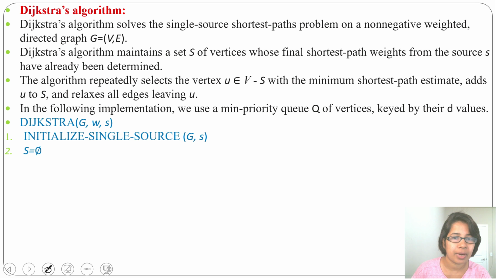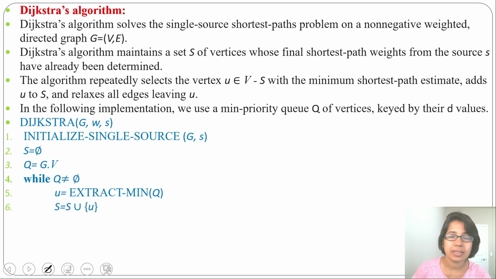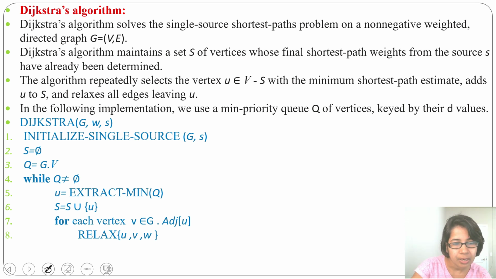Next, S equals to empty set, initially S is empty, then Q equals to G dot V, all vertices are in Q. While Q not equals to empty, means while Q is not empty, you extract min from Q. We'll extract minimum from this Q. S will be S union U, will add U to set S. Then for each vertex V belongs to G dot adjacent U, so for each vertex V which are adjacent of U, will relax (U, V, w). I already discussed how we'll do this relax in previous lecture, just go through that.